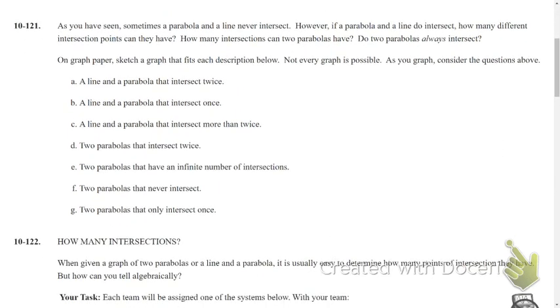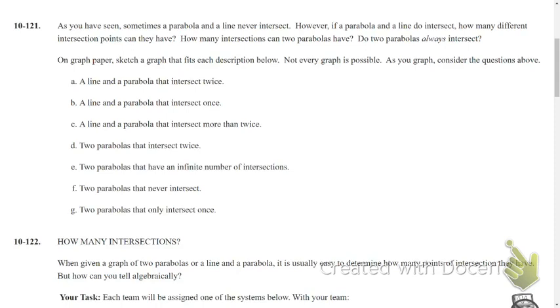Starting with 10-21, let's read this. It says, as you have seen, sometimes a parabola and a line never intersect. However, if a parabola and a line do intersect, how many different intersection points can they have? How many intersections can two parabolas have? Do two parabolas always intersect? On graph paper, sketch a graph that fits each description below. Not every graph is possible.